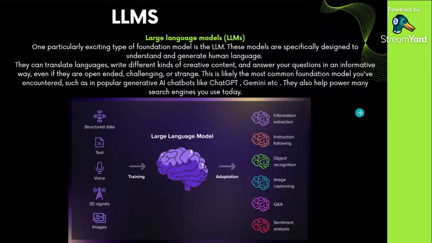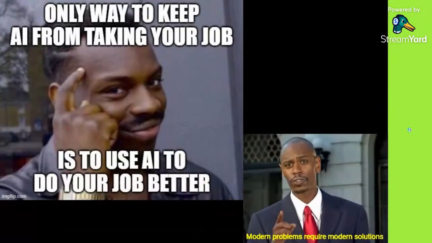So let's move on, people. I hope you all understood about LLMs. One way to keep AI from taking a job is to use AI to do your job better. That's what everyone is trying to do nowadays, right? So let's go on to understand how we can use AI to do prototyping.